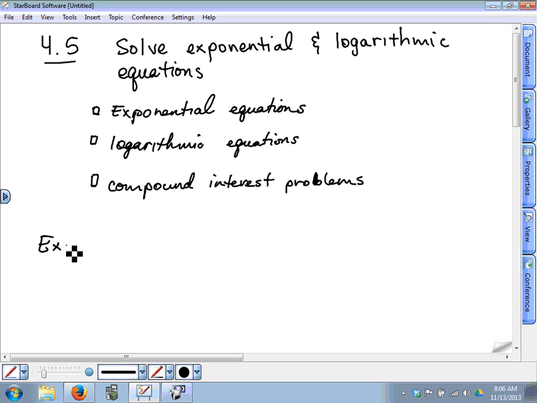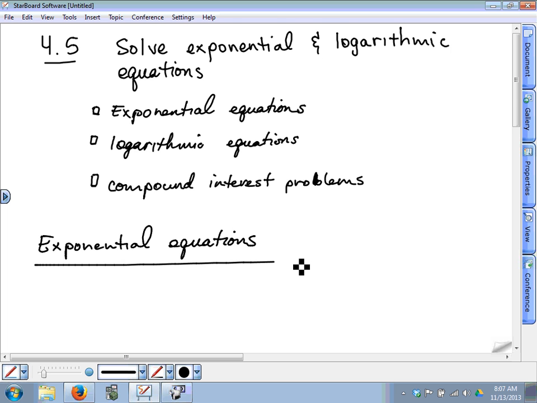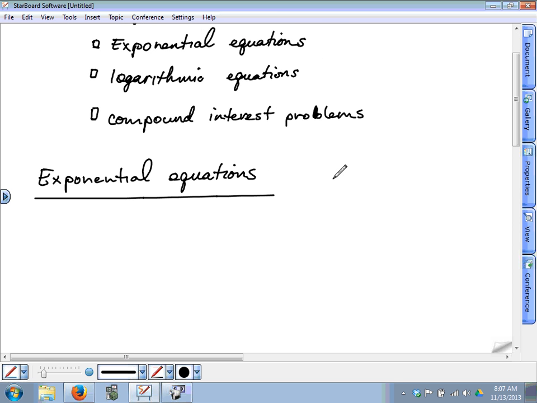Talk about exponential equations. We took a look at one a little while ago.